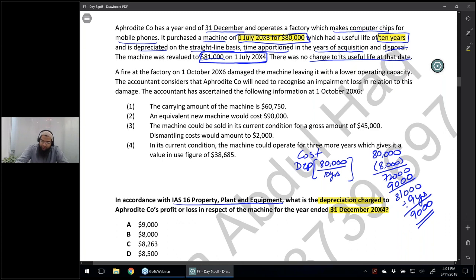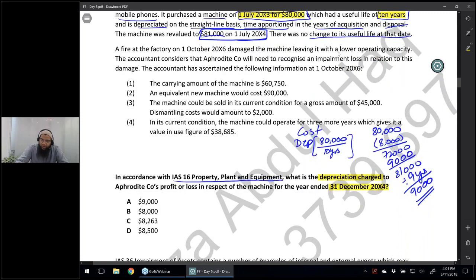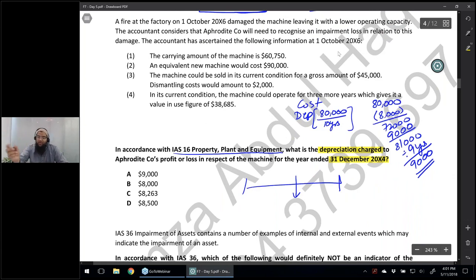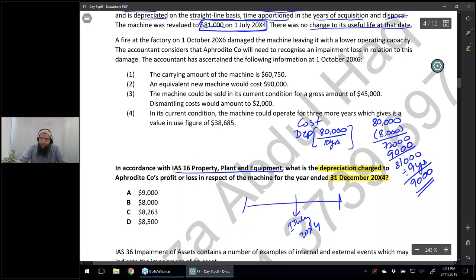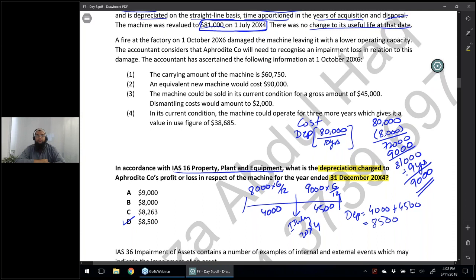And the asset has been revalued on 1st July 2014. So this means that half year depreciation belongs to the previous one and half year belongs to the new one. So the old depreciation was 8,000 and for 6 months it is going to be 8,000 × 6/12, which is 4,000. And for the remaining 6 months, it is going to be 9,000 × 6/12, which is 4,500. So the total depreciation to be charged is going to be 4,000 plus 4,500, which is actually 8,500. So your answer is going to be D in this case. So the right answer is actually D.